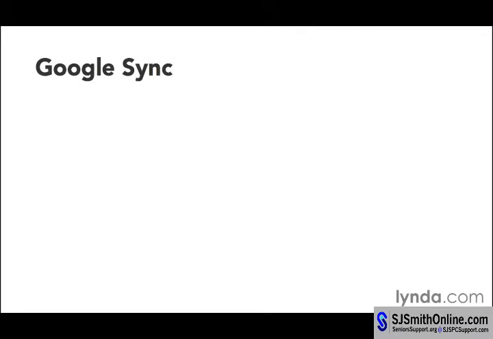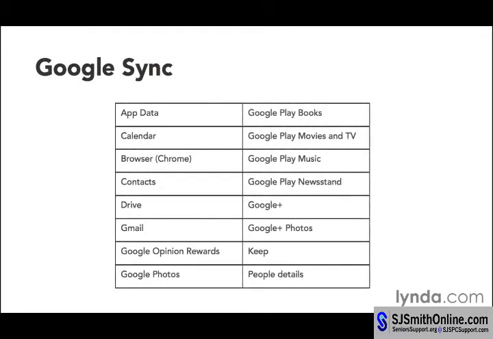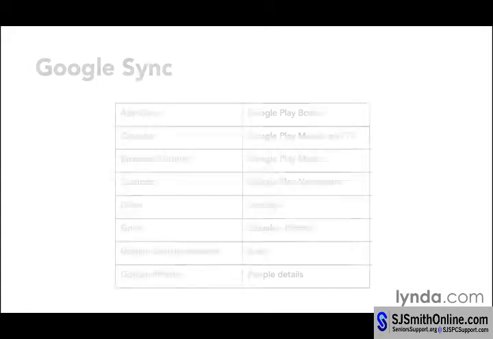Google's cloud backup is called Google Sync. Initial backup syncs app data, calendar, browser, contacts, Drive, Gmail, Google Opinion Rewards, photos, Play Books, Play Movies and TV, Play Music, Play Newsstand, Google+, Google+ Photos, Keep, and People Details.